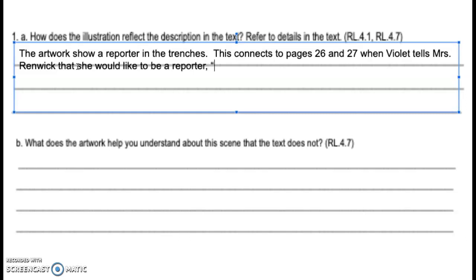And we're quoting here because remember it says to refer to details in the text. So we're going to quote from the text. "Like Nellie Bly. She filed news from the trenches in Europe." You know, during the war.